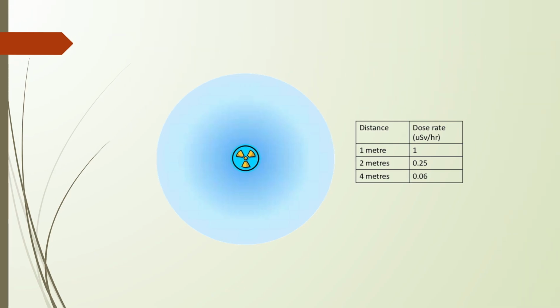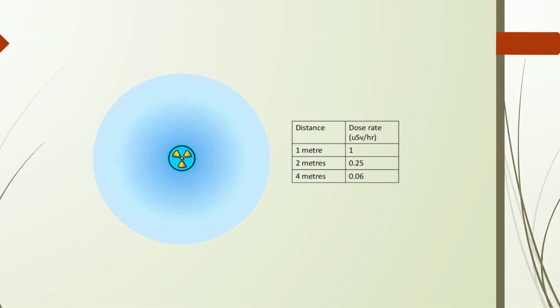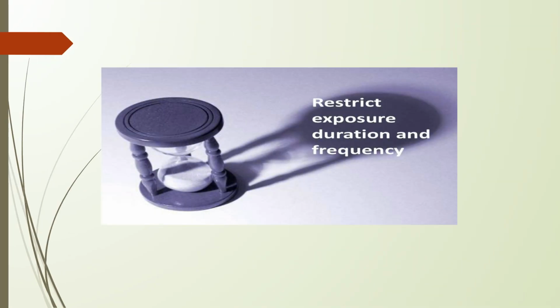Distance is a highly effective radiation protection measure, governed by the inverse square law. Doubling the distance from 1 meter to 2 meters reduces the dose rate from 1 to 0.25 microsieverts per hour. At 4 meters, it drops further to 0.06 microsieverts per hour, demonstrating how small spatial increases significantly lower exposure. It restricts exposure duration and frequency.